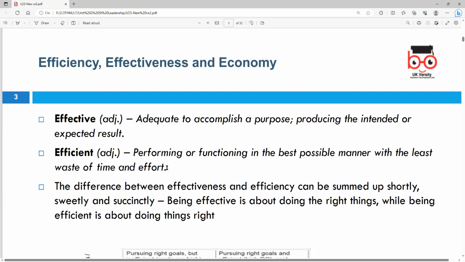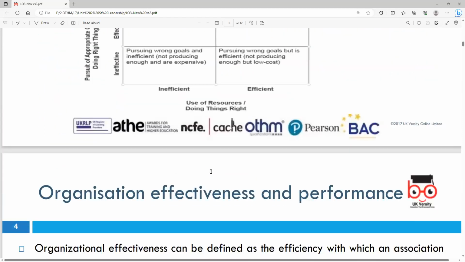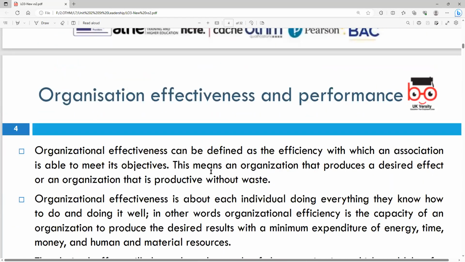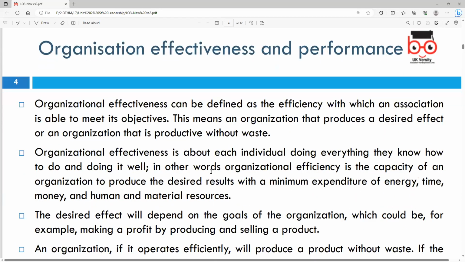So effective and efficient are 2 different things. Effective means you're doing the right thing. Efficient means you're doing the right thing, but things are put right and in the best possible way. So that's the difference between those 2 words.